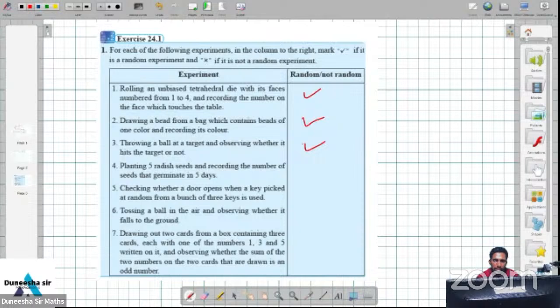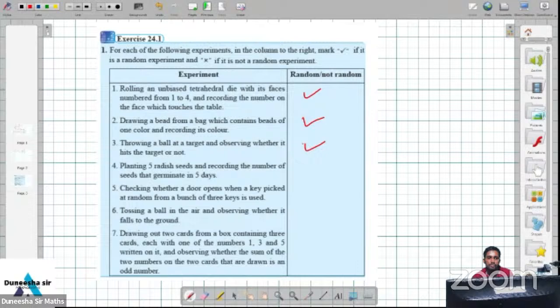Okay. Planting 5 radish seeds and recording the number of seeds that germinate. Hari? Can we take it as a random event? What is planting 5 radish seeds? We take 5 radish seeds and plant them, to germinate in 5 days. Germinate means the seed sprouts and becomes a plant, right? Can we get it as a random event?